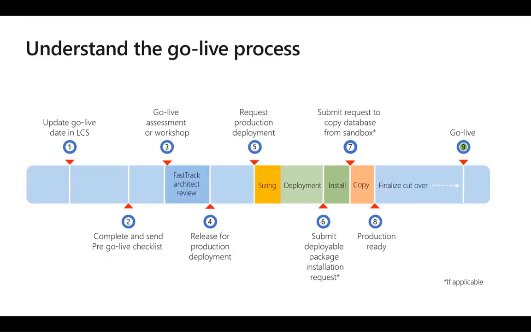Thank you. Perform user acceptance testing, UAT. Understand the go-live process. The go-live process consists of the following actions, which should be considered as sequential steps in a checklist. Update the go-live date in LCS is the first step. Throughout project implementation, make sure that the milestone dates are continuously kept up to date.